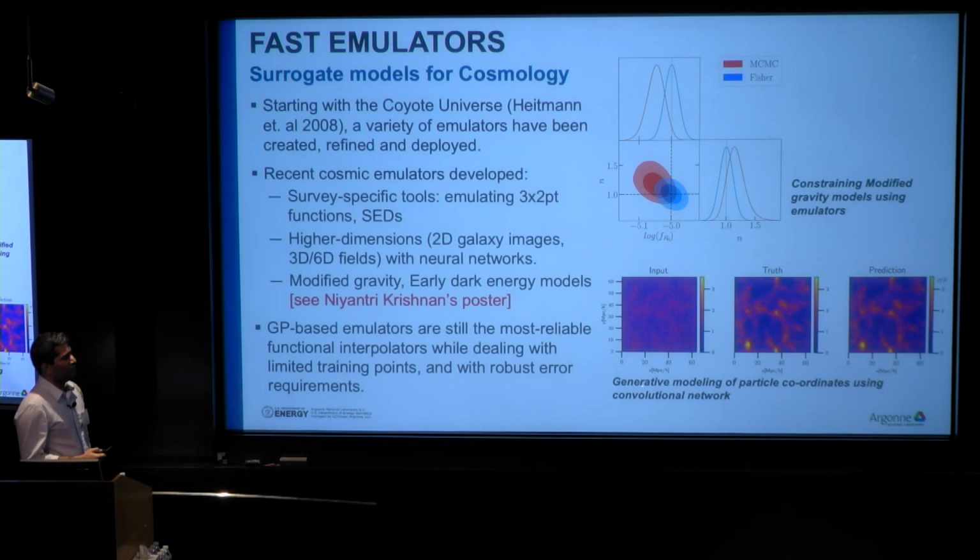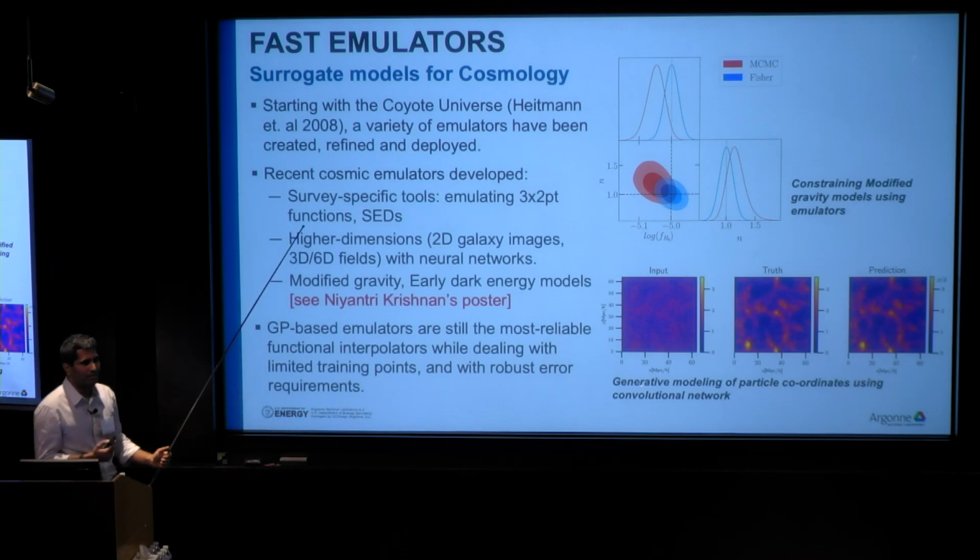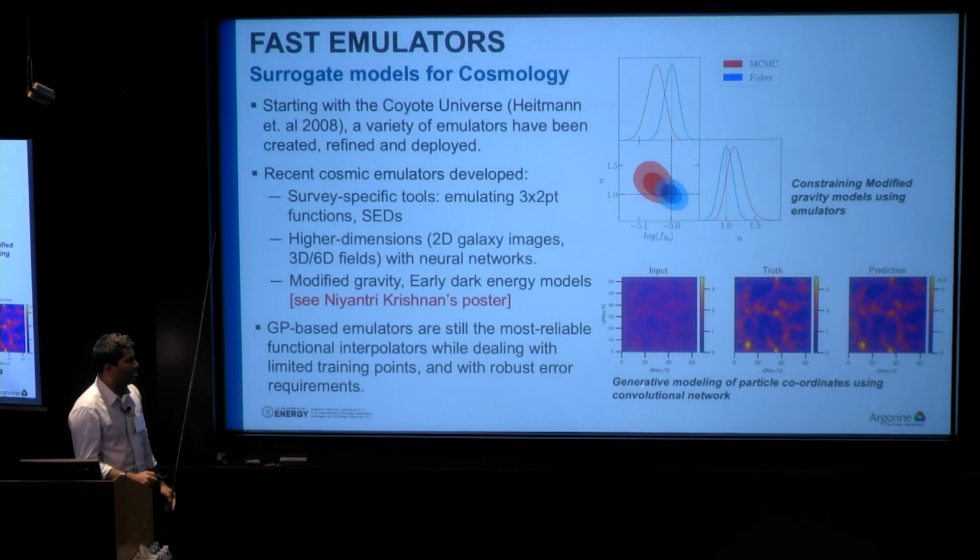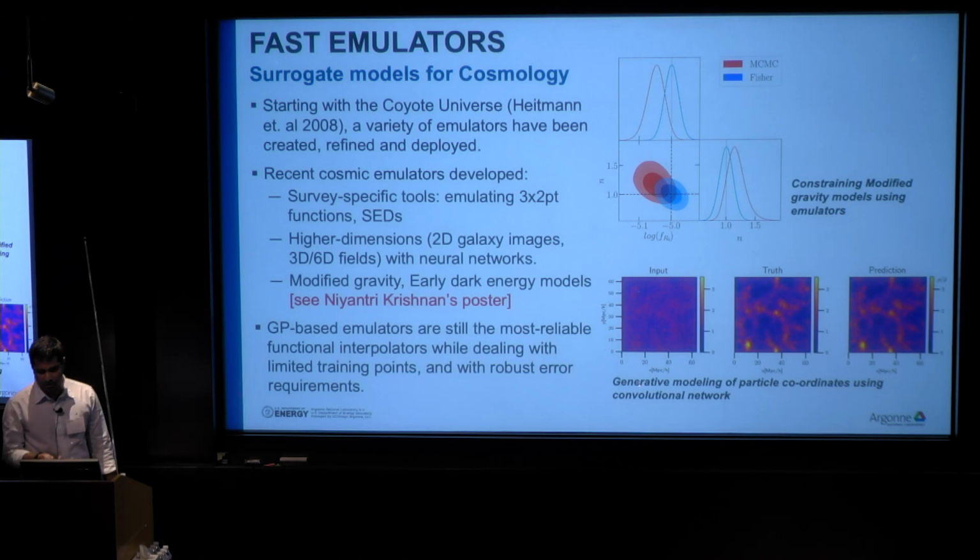So all these new methods are really useful. But I would still claim that when it comes to dealing with a very small number of training points, and if your error requirements are extremely high, like you really want robust error estimates, then Gaussian process is still probably the king. You still get really good results, and you can deal with a low number of training points. Okay, so that's about the emulators.